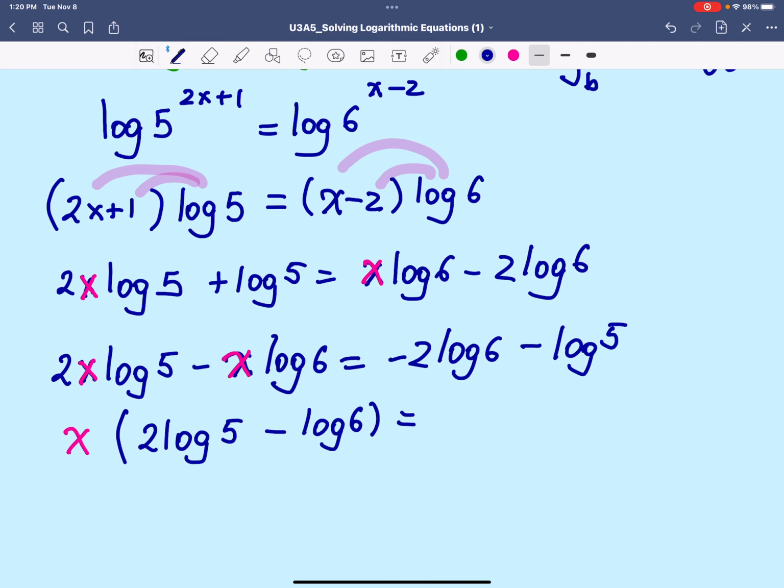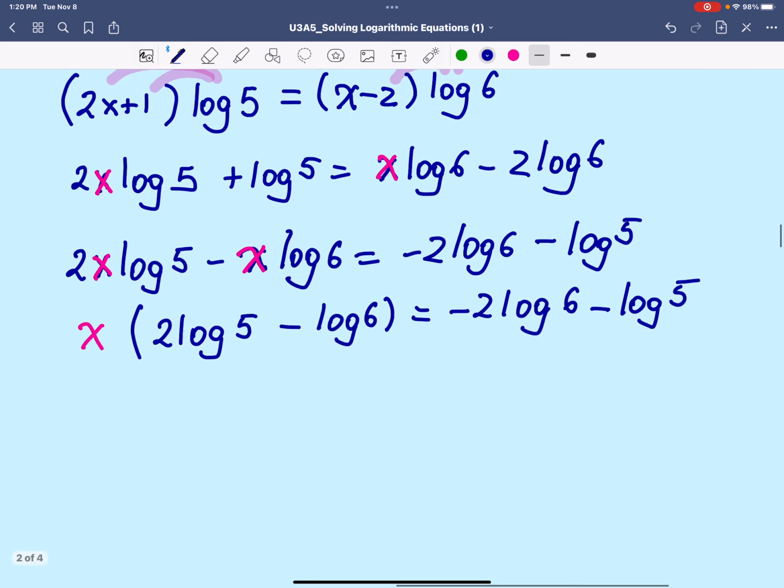And that would equal, and what I'm going to do in this case, for the purpose of simplifying the answer, is I'm going to bring the negative 2 here in the power of 6, or you can leave it as is, because at the end we are just going to find the approximate answer.